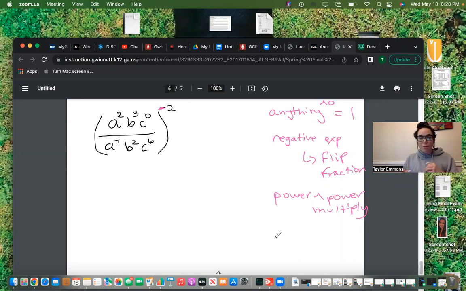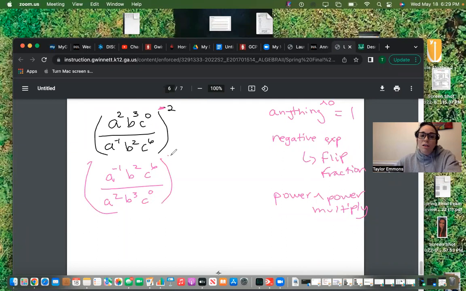So first thing we want to do, whenever you see that negative, go ahead and flip. So we've got this -2 right here. So I'm going to go and flip this entire thing. So I get a to the -1st, b to the 2nd, c to the 6th over a to the 2nd, b to the 3rd, c to the 0. And I'm raising all of that junk now to a +2 because we already flipped them.